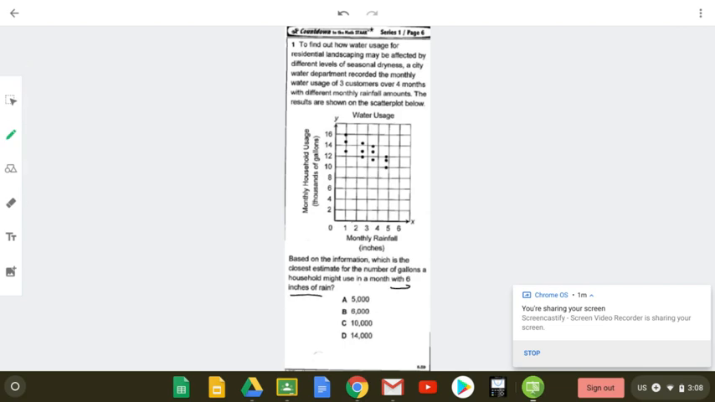So as I look at my graph here, and I'm going to go to my question that underlines 6 inches of rain, I notice that my x axis is the monthly inches of rain, and here's 6 right here. So what I'm trying to do is figure out where this graph is going to end up before it gets to this line right here.